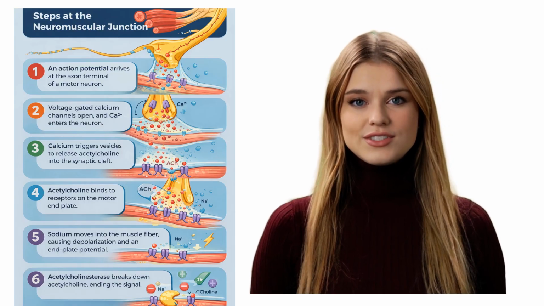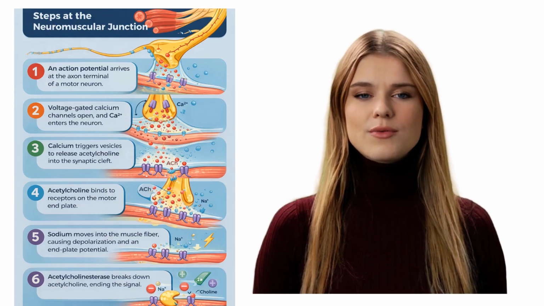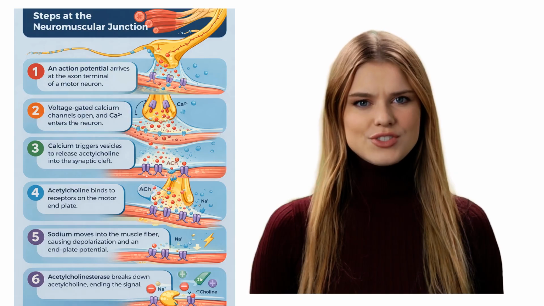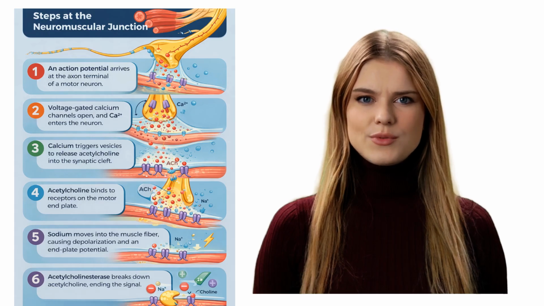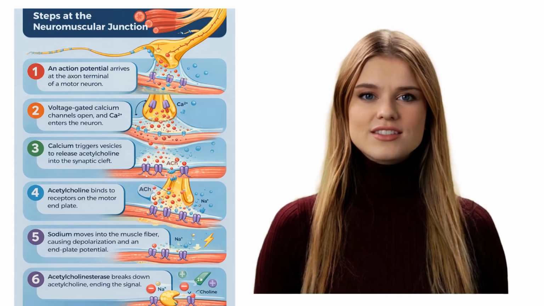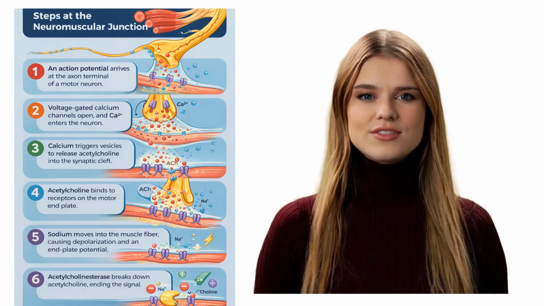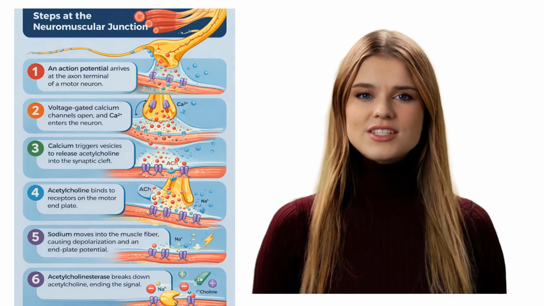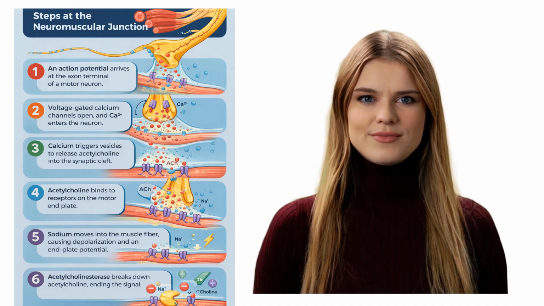This slide serves as an opportunity to review the sequence of events at the neuromuscular junction and prepare for what happens next. The process begins when an action potential arrives at the axon terminal of a motor neuron. This causes voltage-gated calcium channels to open, allowing calcium ions to enter the neuron. Calcium triggers the release of acetylcholine from vesicles into the synaptic cleft. Acetylcholine crosses the synaptic cleft and binds to receptors on the motor end plate of the muscle fiber.